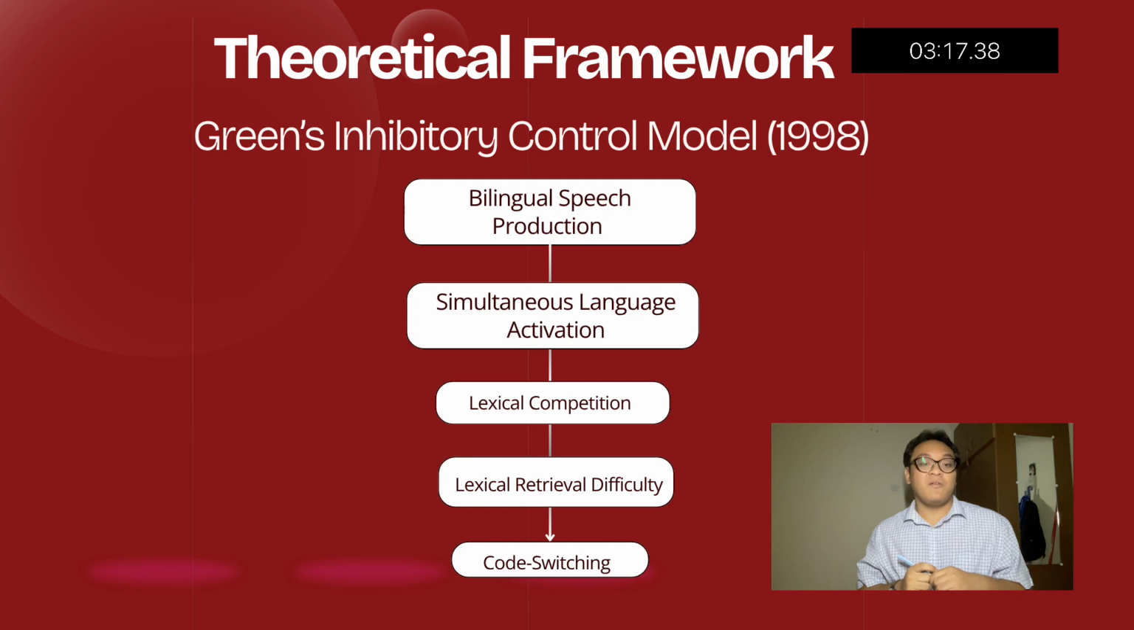This study is guided by Green's inhibitory control model proposed in 1998. According to the model, bilingual speakers manage two active language systems simultaneously during speech production. Because both languages remain active, bilingual speakers may experience lexical competition while retrieving words. When lexical retrieval becomes difficult, bilingual speakers may hesitate, pause, or switch languages temporarily in order to maintain communication fluency. Therefore, this theory helps explain the possible relationship between lexical retrieval difficulty and code switching behavior during bilingual speech production.